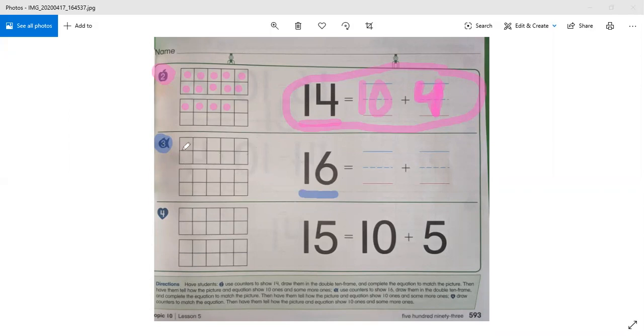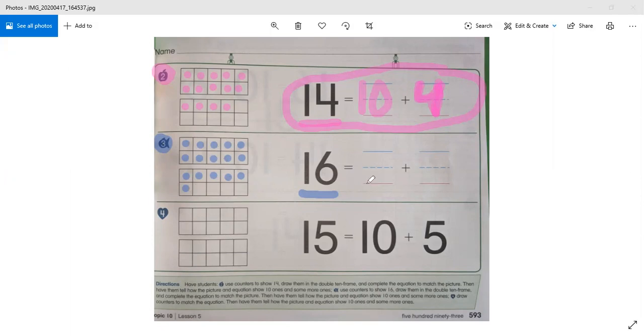Now we have to show it in our 10 frames. 1, 2, 3, and make sure you're counting with me. 4, 5, 6, 7, 8, 9, 10, 11, 12, 13, 14, 15, 16. Okay, and that's our number right here, 16. So I put 16 in the double 10 frame.